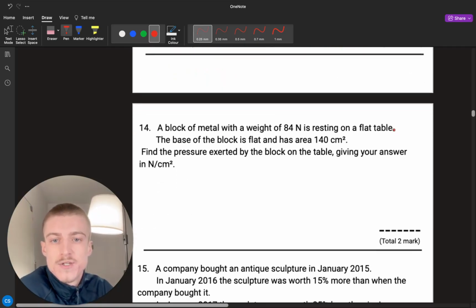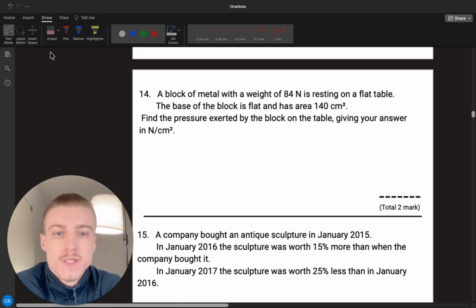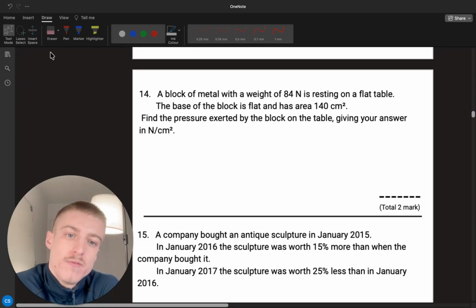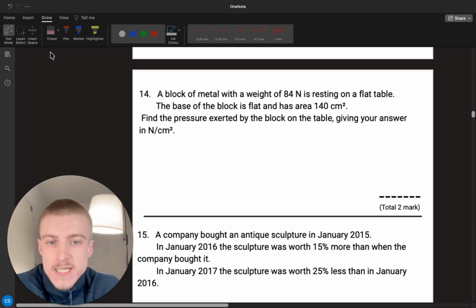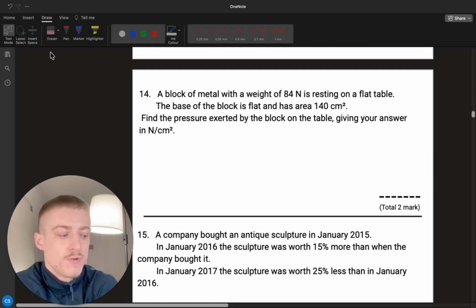Right. Question 14. A block of metal with a weight of 84 newtons is resting on a flat table. The base of the block is flat and has an area of 140 centimeters squared. Find the pressure exerted by the block on the table, giving your answer in newtons per centimeter squared.